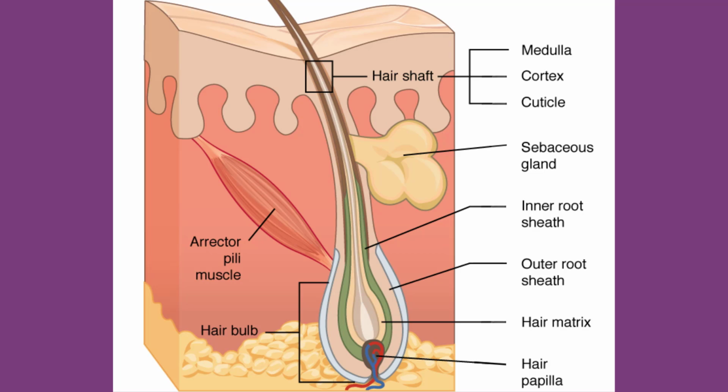The next phase is the catagen, and it lasts only 2 to 3 weeks and marks a transition from the hair follicle's active growth. And the last phase is the telogen. So in this phase, the hair follicle is at rest and no new growth occurs.